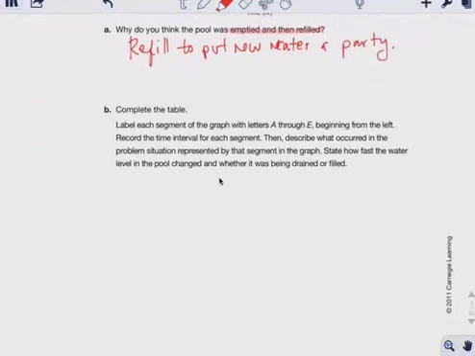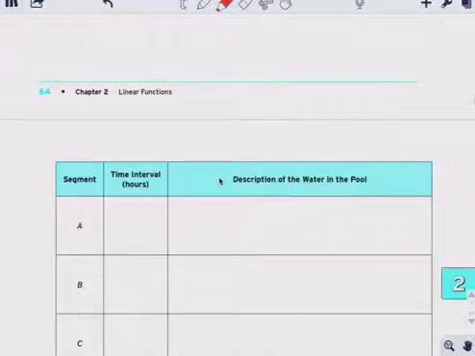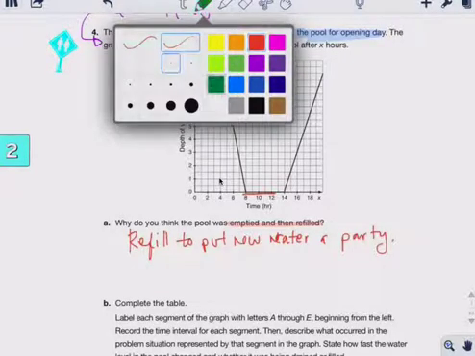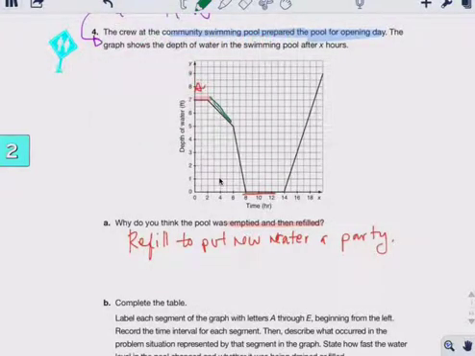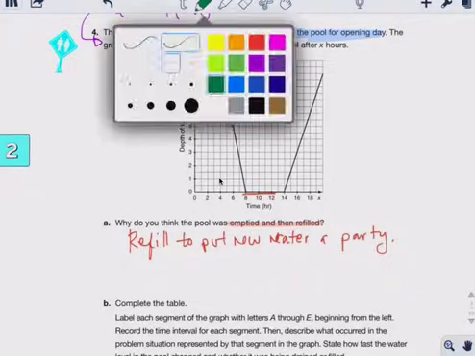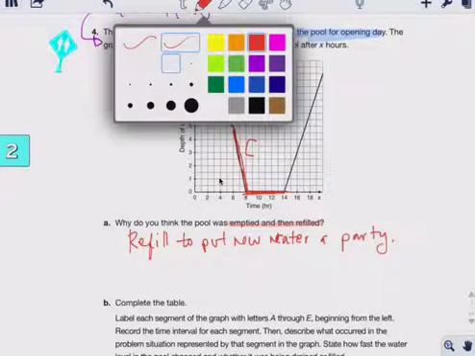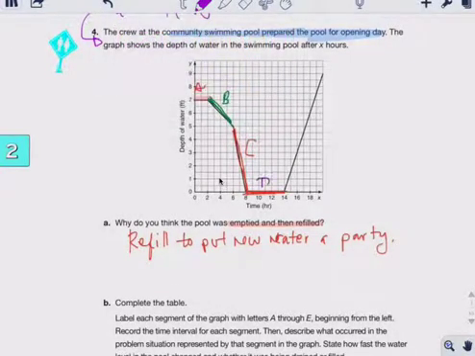This, if you can see, that will be the A part. Before it goes down, that is your A. And then it goes down here, right here, that is your B. Okay, it goes down some more, and they empty it all the way really fast. That is your C, and then it stayed empty for 4 hours. That's your D.